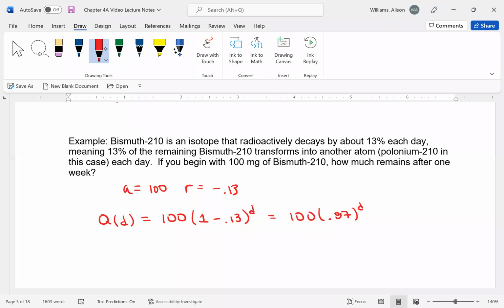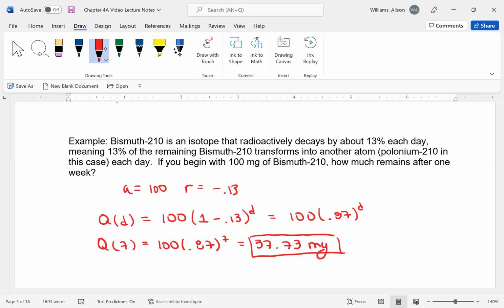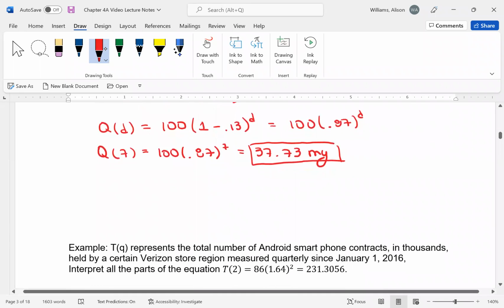So how much remains after 1 week? 7 days. So 100 times 0.87 to the 7th. Plug that into your calculator. I'm going to take a second and do it. And I am getting 37.73, and that would be milligrams. That's how much is left after a week. Not too much at all. Almost two-thirds of it is gone at this point. All right, so there's an example for decay.